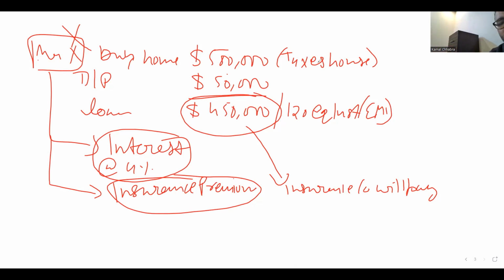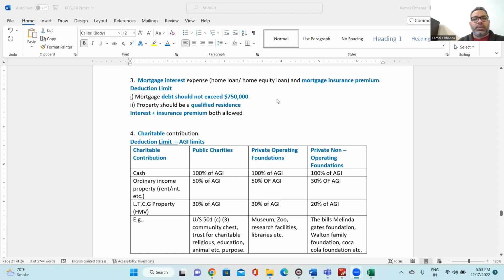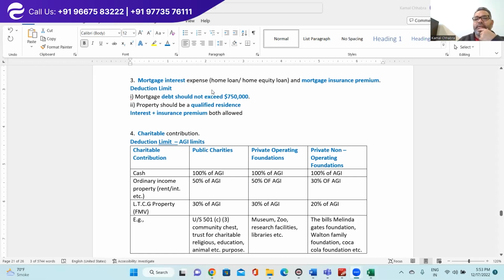Any doubt here? What is insurance premium? Vivek, Shelley, Rajat, Garima? Yeah, okay. Rajat, Garima, good? Yes, sir. Clear. Good. Okay, so now let's go back to the notes and look at what we have written over there. In these notes, you see mortgage interest expense and mortgage insurance premium, right?